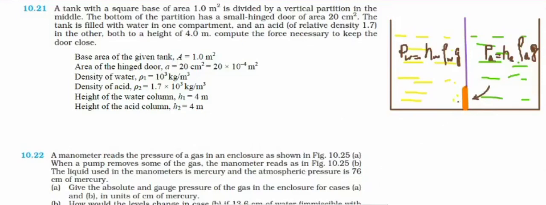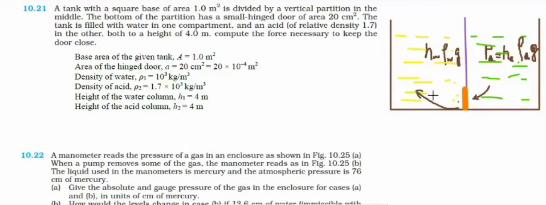Naturally, what happens to this door? This door will open towards the water compartment because of the pressure difference. High pressure in the acid compartment and low pressure in the water compartment. And if you want to keep the door closed, then what you have to do? You need to apply a force here to keep the door closed. A force must be applied.